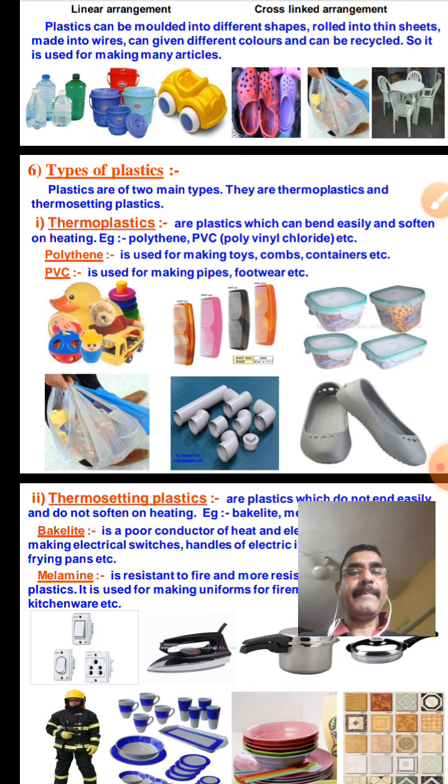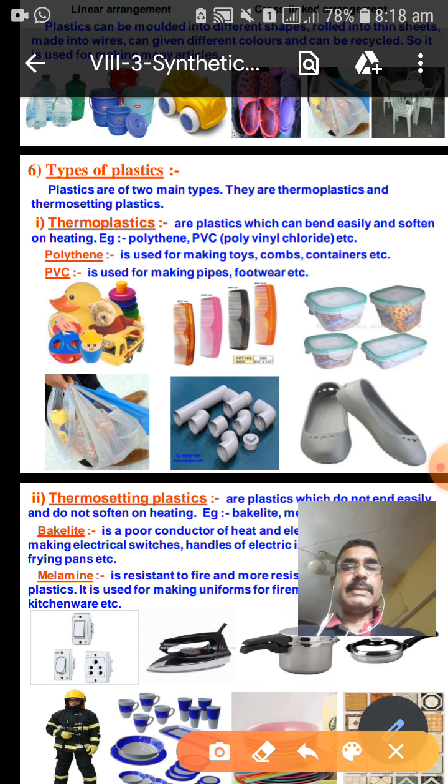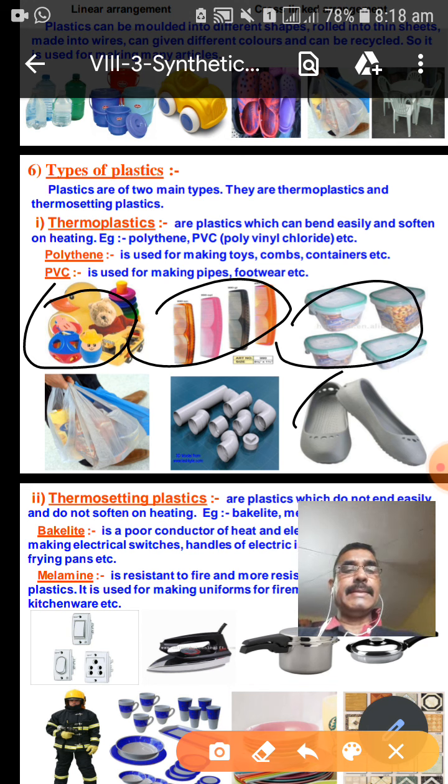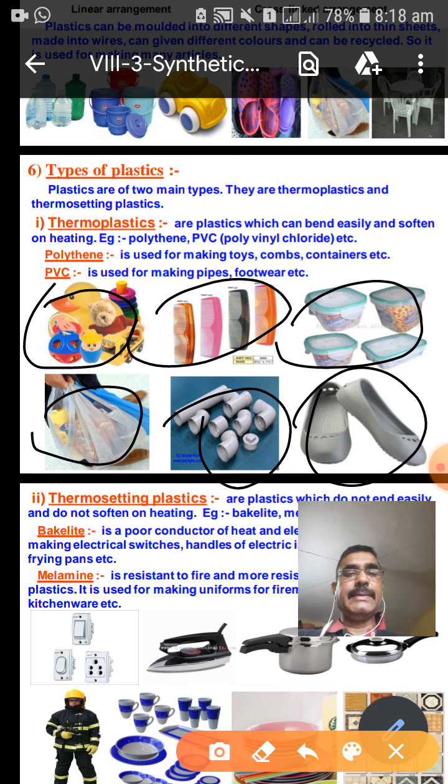So the picture here shows the materials that can be made from thermoplastics. So here you can see it is toys, combs, containers, then footwear, pipes, then carry bags. So these are the materials that are made from thermoplastic.